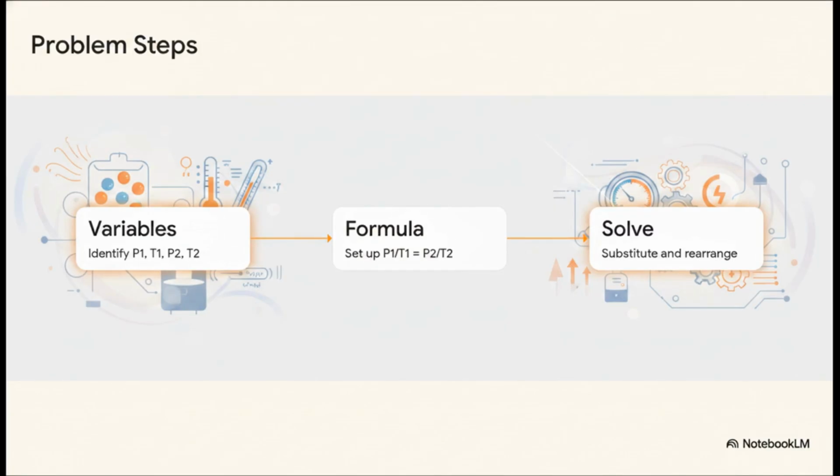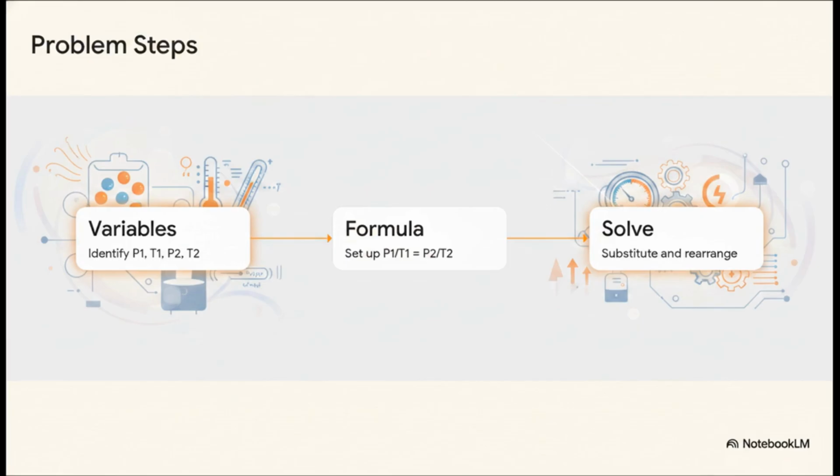Step 1, identify your variables. Our starting pressure, P1, is literally just P. Our initial temperature, T1, is 293 Kelvin. We're looking for the new pressure, which is P2, and our new temperature, T2, is 360 Kelvin. Step 2, set up the pressure law formula. The ratio is just P1 over T1 equals P2 over T2.